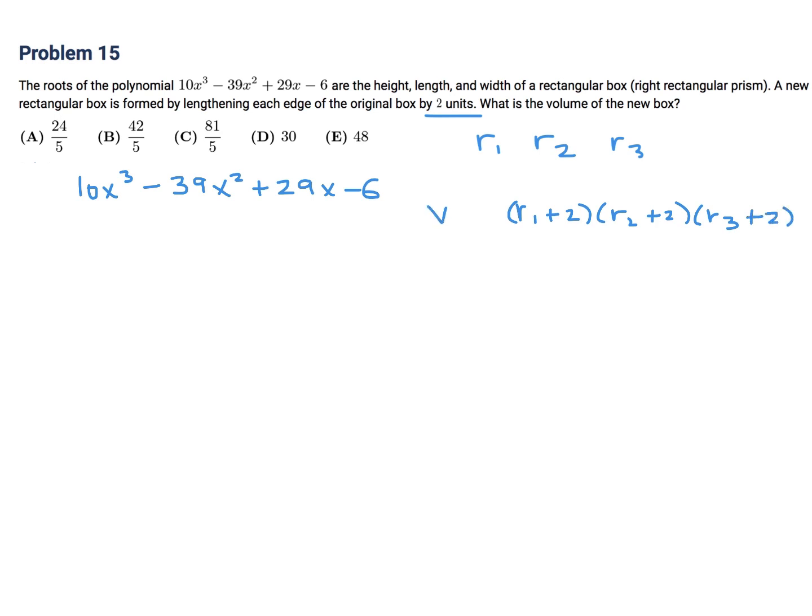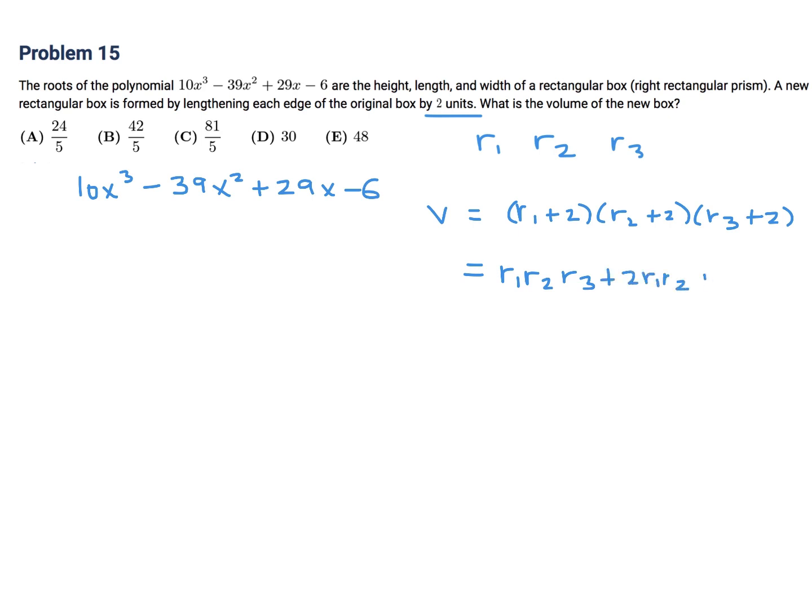And this is the volume of this new box. So they want you to figure that out. Now, obviously, we will need to figure out the numerical values for R1, R2, or R3, or some combination of that. So first, what I'll do is I'll expand it a little bit. It won't make much sense, but it won't look like it'll help, but let's just expand it a little bit.